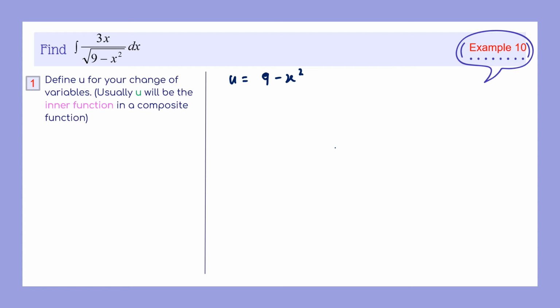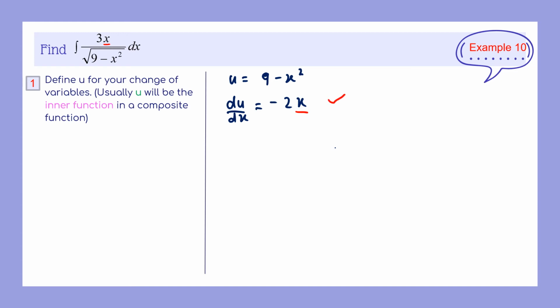Then we try to differentiate. If we get the component x, then we can do substitution. So we differentiate this one, du dx, and then we get negative 2x. Since the component here is x, and here there is also x, so we can use substitution.